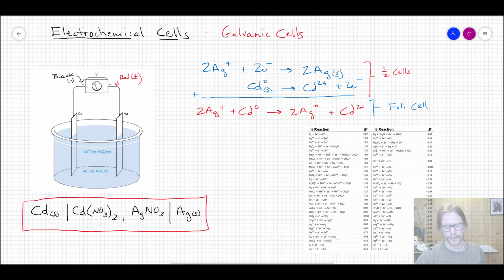All right, so there's two different types of general categories of electrochemical cells. There's the galvanic cells and there's electrolytic cells. And the difference there is just whether or not they're spontaneous. So galvanic cells are those that are spontaneous, where they have a negative change in free energy for the system. Electrolytic cells are the opposite of that. They require energy to go in.